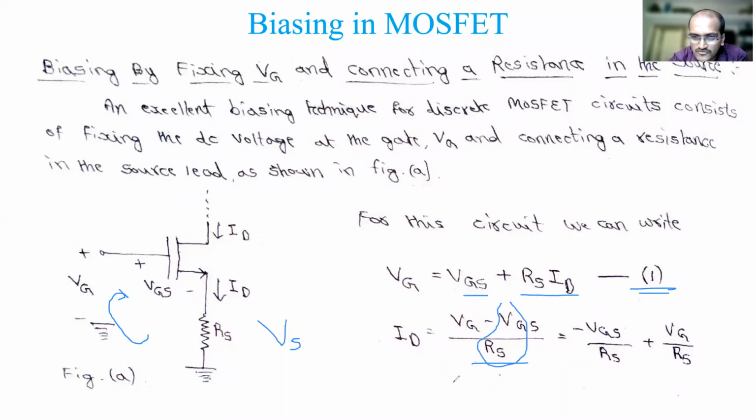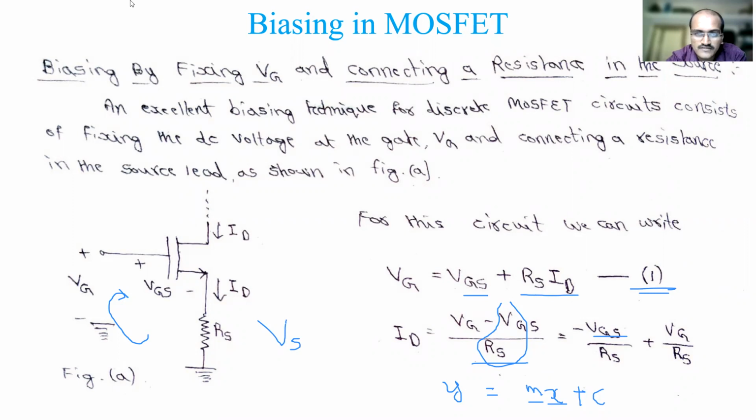Why have I written it like this? To show you the straight line equation. If we consider ID as the y-axis term in the characteristics, this is y equals mx plus c, the equation of a straight line. I will show at the end where it is useful. Here VGS is the x coordinate, m is minus 1 by RS in this case, and c, the y intercept, is VG by RS. Why am I showing this? Because in the graph I will show you directly the slope equal to minus 1 by RS, and you would not come to know how it came. That's why I have shown this.